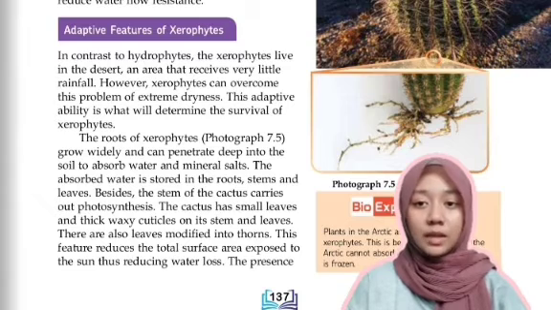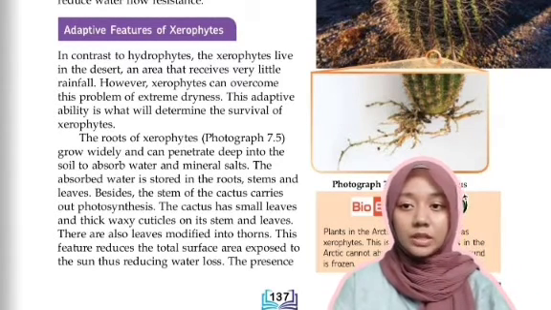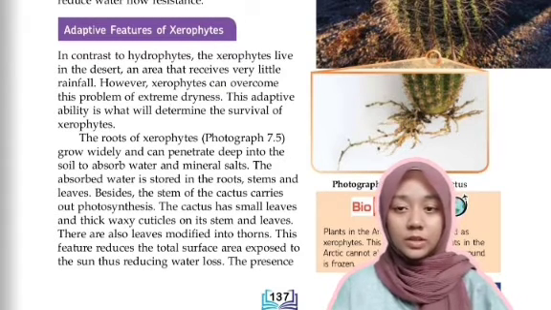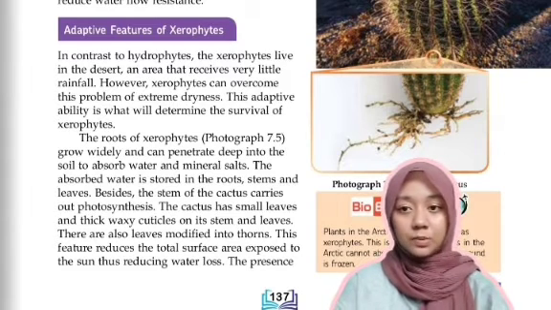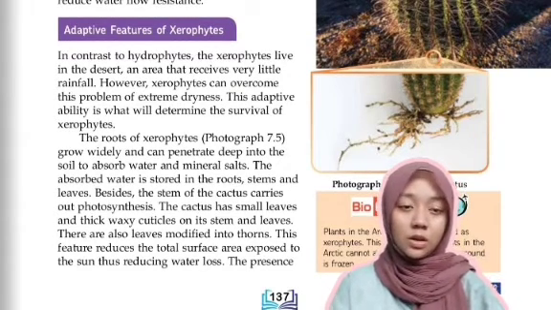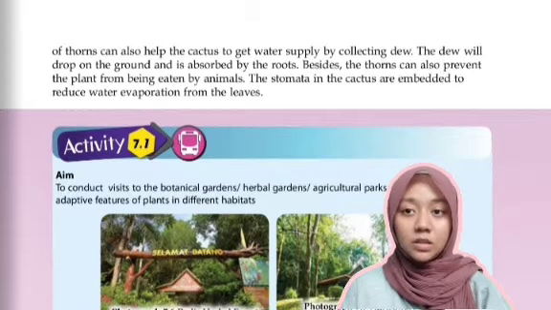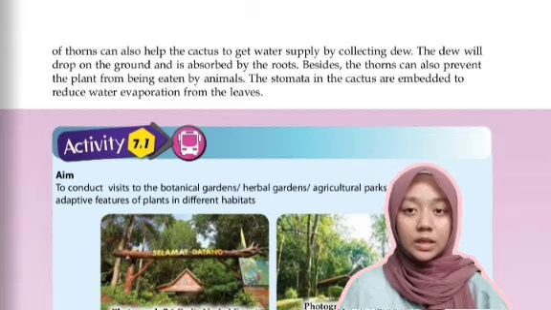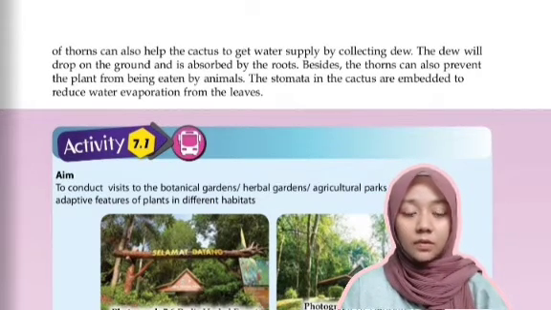Besides, the stem of the cactus carries out photosynthesis. The cactus has small leaf and thick waxy cuticle on its stem and leaf. There are also leaves modified into thorns. These features reduce the total surface area exposed to the sun, thus reducing water loss. The dew will drop on the ground and is absorbed by the roots. Besides, the thorn can also prevent the plant from being eaten by animals. The stomata in the cactus are embedded to reduce water evaporation from the leaves.